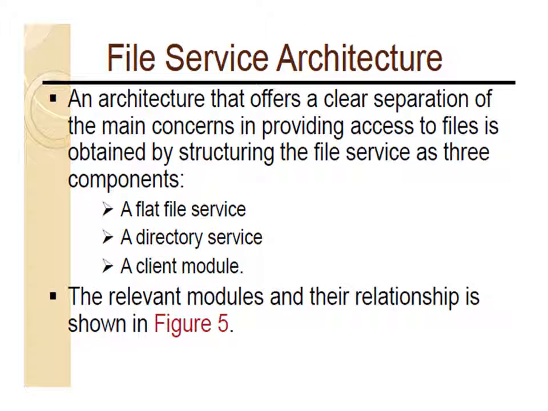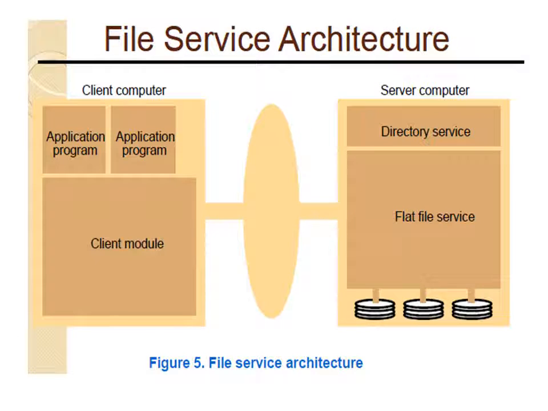File service architecture. An architecture that offers a clear separation of the main concerns in providing access to files is obtained by structuring the file service as three components. The three components are flat file service, directory service, and client module. The relevant modules and the relationships are shown in the next figure. See, this is the file service architecture.